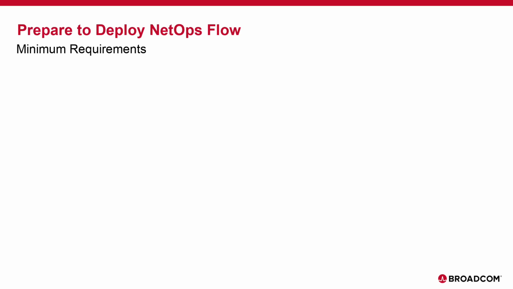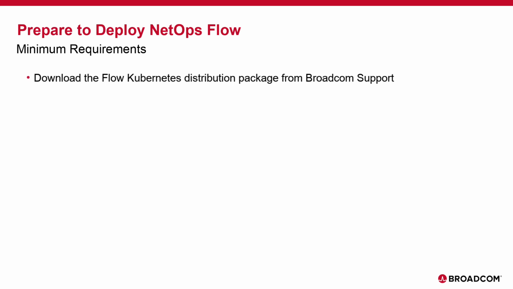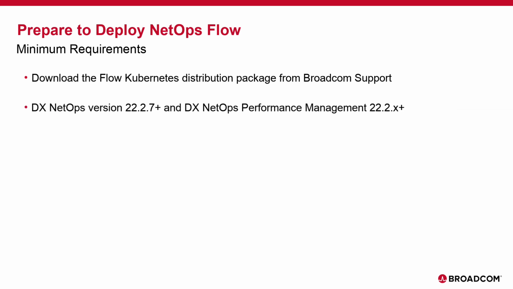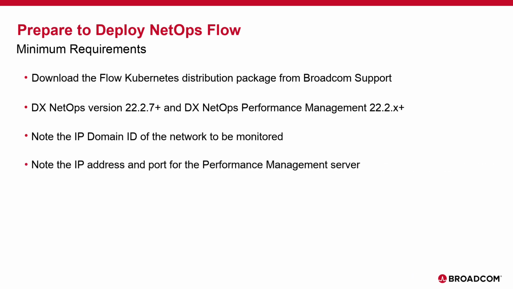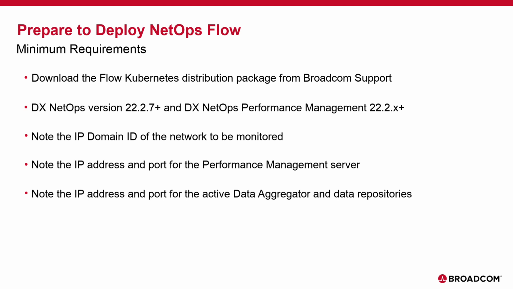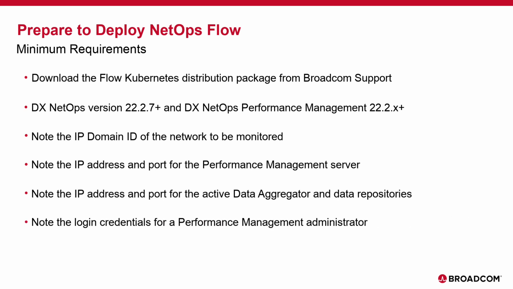Before deploying Flow in a DX NetOps environment, review the following minimum requirements. Download the Flow Kubernetes distribution package from the Broadcom support site. Install DX NetOps version 22.2.7 or higher, and DX NetOps Performance Management 22.2.x or higher. Have available the NetOps IP domain ID, the IP addresses and ports of the performance management server, the data aggregator, and data repositories, and the login credentials for performance management and the data repositories.